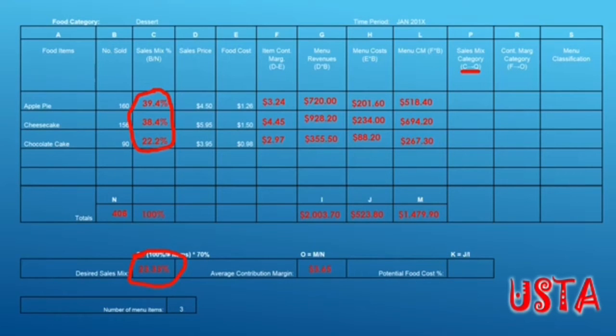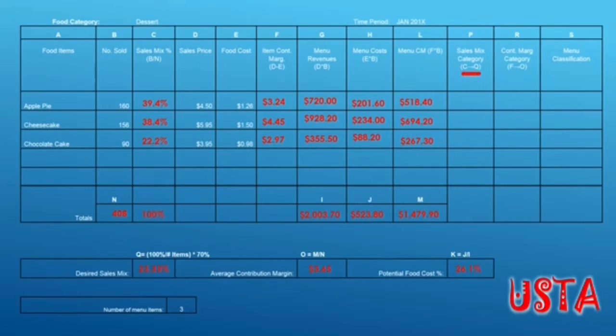But let's do our average contribution margin first. M, right here, divided by N, 406. So 1479.90 divided by 406 equals 3.65. And then we can take J, right, divided by I to get our potential food cost percentage, which in this case is 26.1. Good, we got it all figured out.